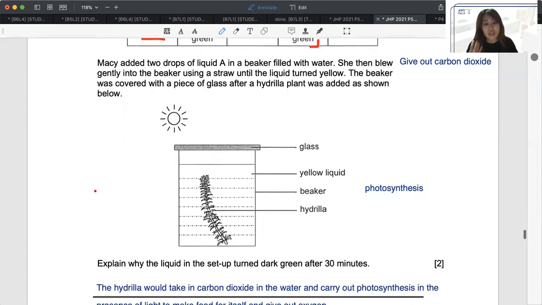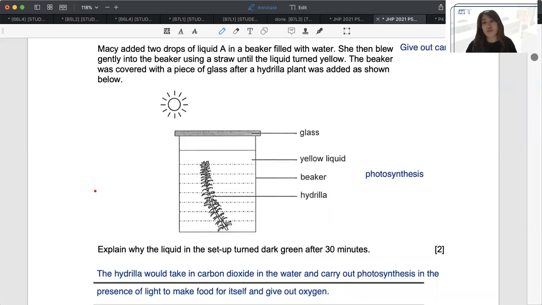A lot of times, I know you are all able to identify the first part. You will say the hydrilla plant is going to take in carbon dioxide in the water, which is given out by Macy. And always identify your life process. Very important to identify this, and it will carry out photosynthesis in the presence of light to make food for itself, and allowing it to give out oxygen. So the main thing here is telling me that it will take in carbon dioxide in the water. It will carry out photosynthesis in the presence of light. So what is happening here? We know that it's taking in carbon dioxide. So of course, the level of carbon dioxide in the water would decrease.